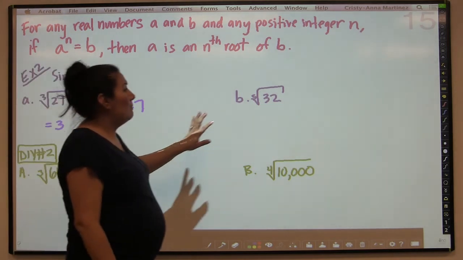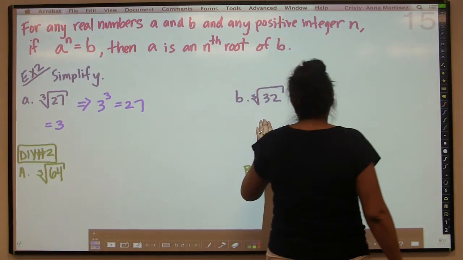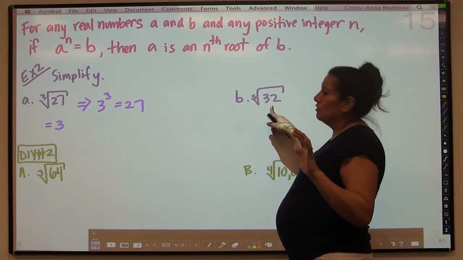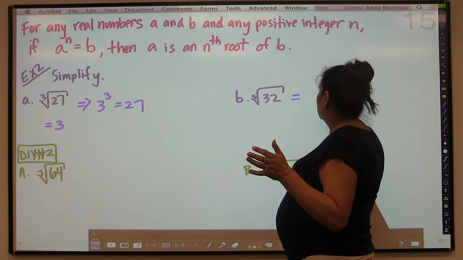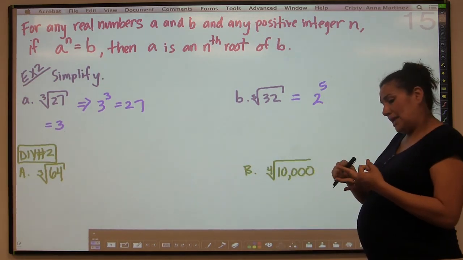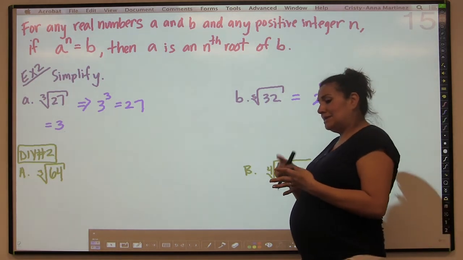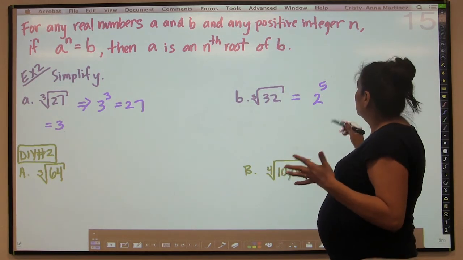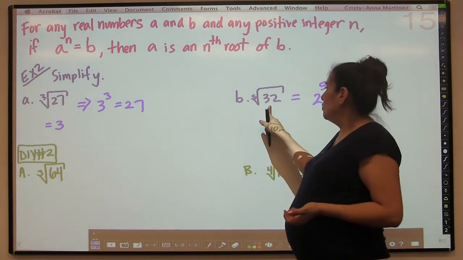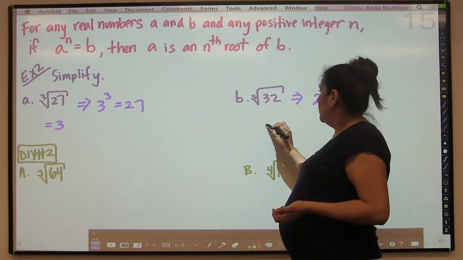So what we're looking for in part B is a number that multiplies by itself 5 times, that's a fifth root, to get 32. Well, that number happens to be 2. 2 to the fifth power is 2 times 2 is 4, 4 times 2 is 8, 8 times 2 is 16, 16 times 2 is 32. So 2 to the fifth power is 32. Therefore, the fifth root of 32 is 2.